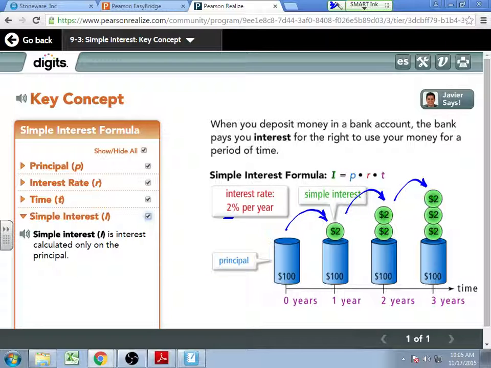So compound's better. If it's your investment, compound is better. If you're using a credit card, you'd rather it be simple interest. But a lot of credit cards are compound interest. It compounds all the money in the account that you owe.